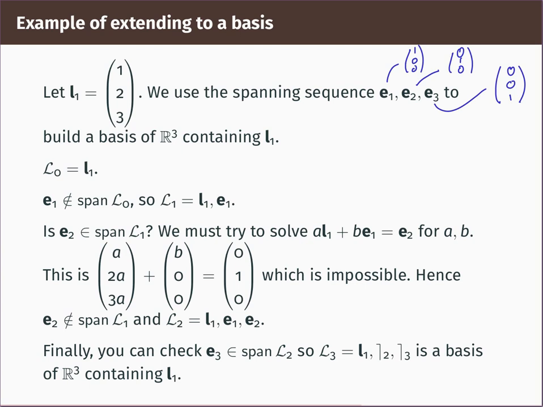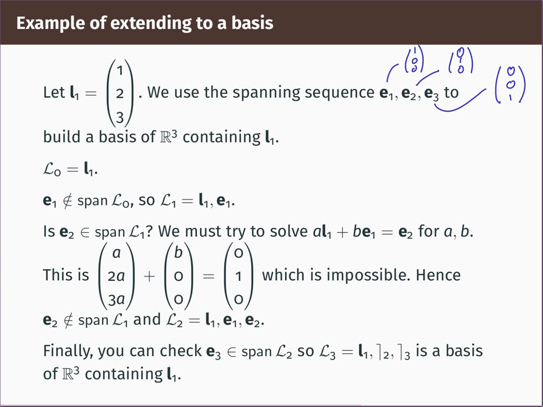So that vector equation is a(1, 2, 3) + b(1, 0, 0) = (0, 1, 0). But this is obviously impossible, because if you look at the second coordinates, that's telling you that 2a must be equal to 1, so a is a half. But if you look at the third coordinate, it says 3a equals 0, so a equals 0, and a can't be 0 and a half at the same time. So this equation is impossible.